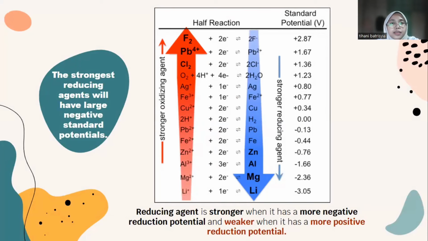So based on this table, the strongest reducing agent will have a large negative standard potential. As we can see in the table, lithium is the strongest reducing agent. Even though it has higher ionization energy, because it has a large amount of hydration energy, it becomes the strongest reducing agent. So a reducing agent is stronger when it has more negative reduction potential and weaker when it has more positive reduction potential.